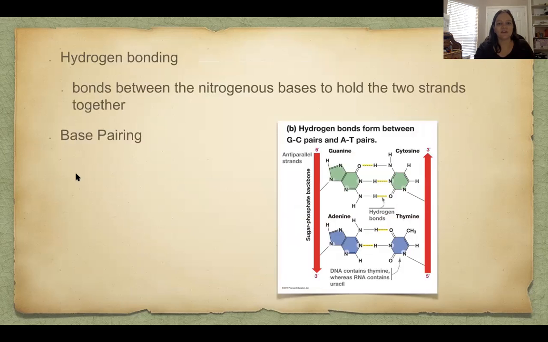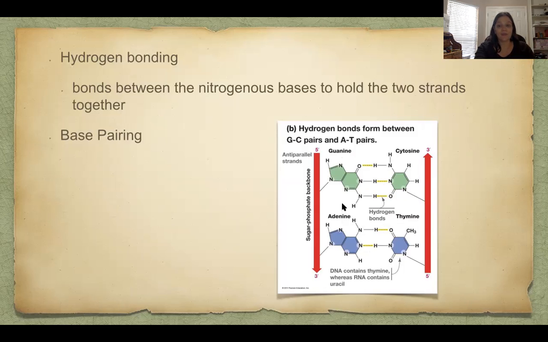All right, the last thing that we need to know is about the hydrogen bonding that occurs. So hydrogen bonding occurs in between the bases to hold them together, to hold the two sides together. So in fact, the nitrogenous bases are in the center. And they pair together, right? Then we have that base pairing. And the base pairing is actually due to the number of hydrogen bonds that they each can make. So guanine and cytosine can each make these 3 hydrogen bonds, and then adenine and thymine can each make 2.